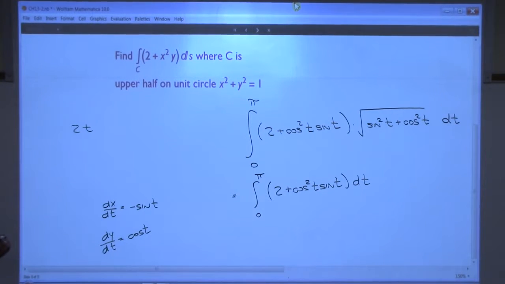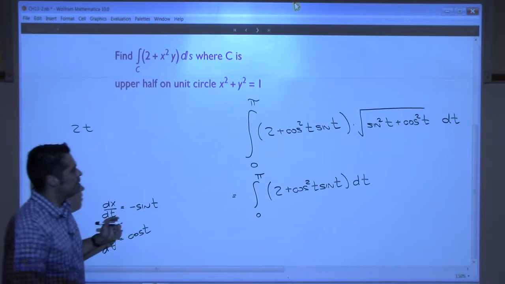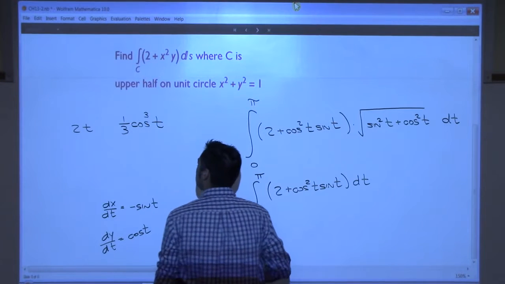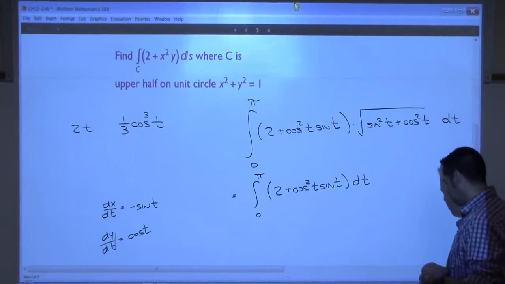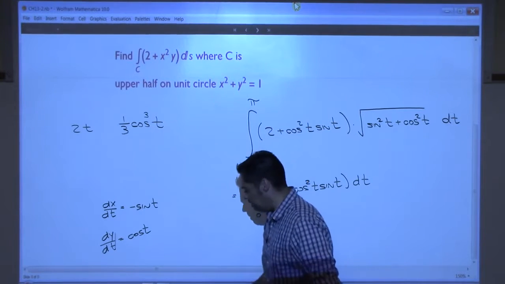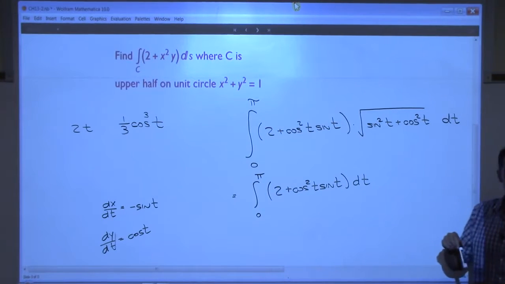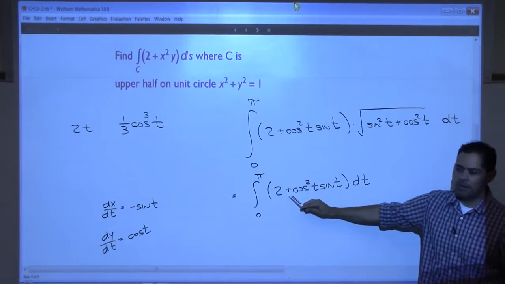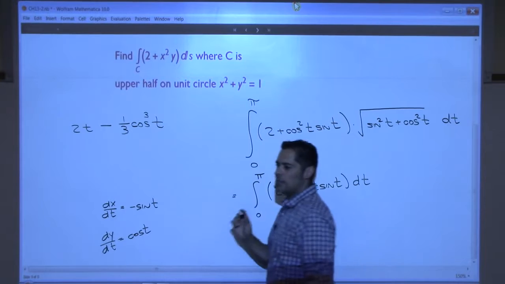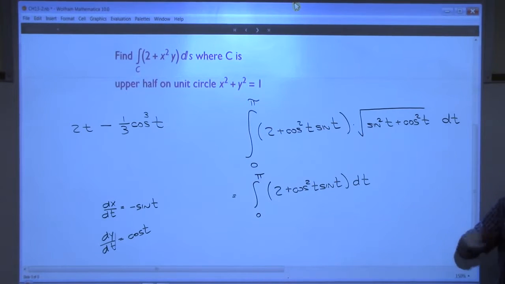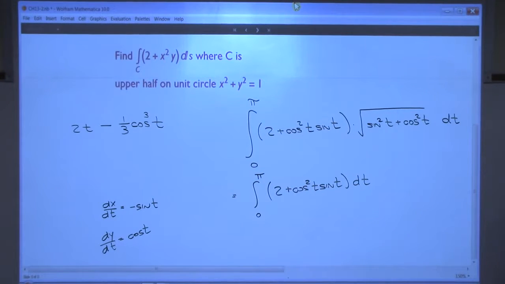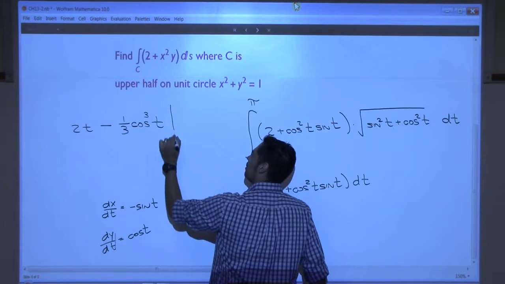What? No? 1/3 cosine cubed t. Take the derivative of that. What would you get? 3 would come out. Cosine squared t. Derivative of cosine? Negative sine, right? But you need it to be plus, so minus right here. Do y'all know what I did? Do y'all agree? 0 to pi?